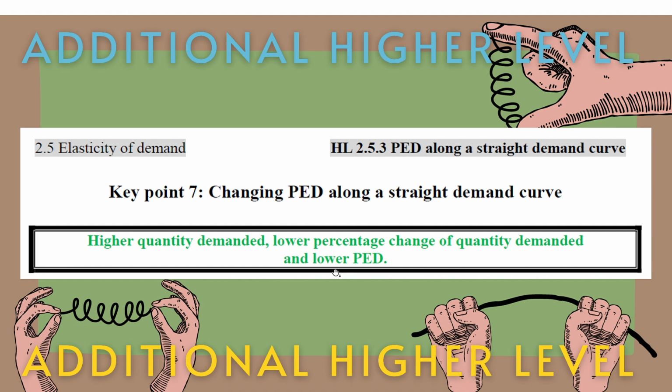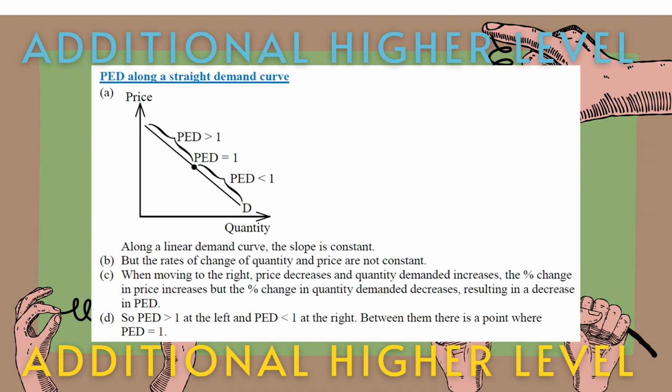That's the concept. So when the Q is large, the percentage change is relatively small, so the PED will be small. On the right hand side of the demand curve, Q is large, so the percentage change of quantity demanded is low, so PED will be smaller. On the left hand side, Q is small, so PED will be larger. So in between them, there should be a point where PED equals 1, so we call it a unitary point. Unitary PED.